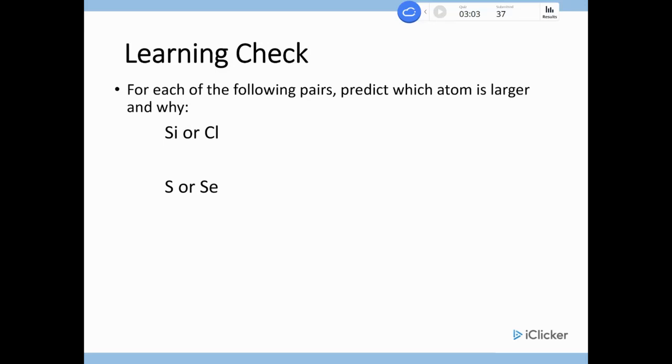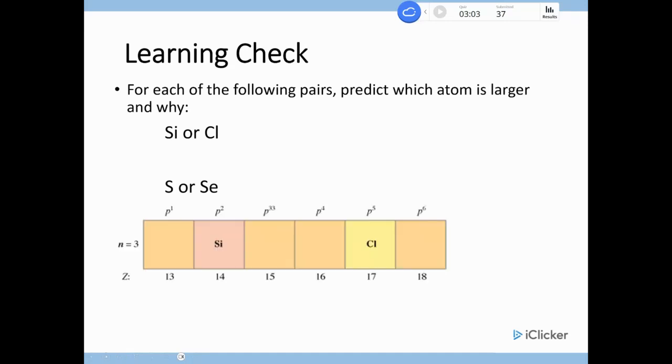Okay, which is larger, silicon or chlorine? Why silicon? Less protons. Yeah, less protons. So silicon is to the left of chlorine in the same row. So they're both in the third row. They have electrons in the third energy shell. But silicon is to the left, so that means silicon has fewer protons. It's 14 protons. Chlorine has 17. So chlorine, with a larger number of protons in the nucleus, holds those electrons in the third energy level a little closer, so it's the smaller atom.